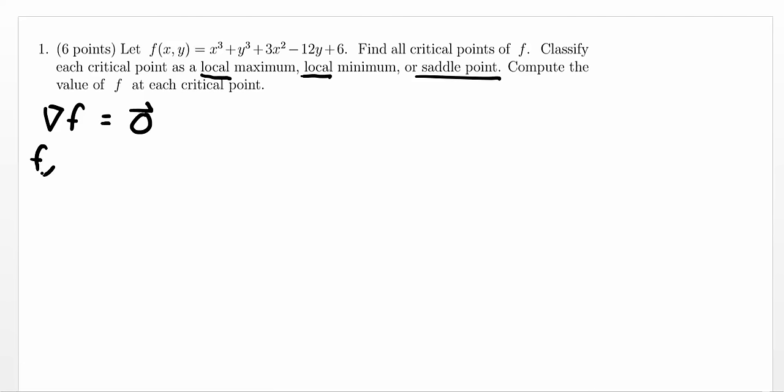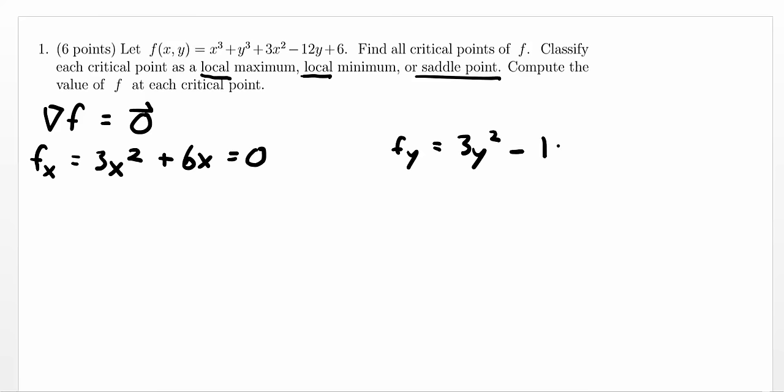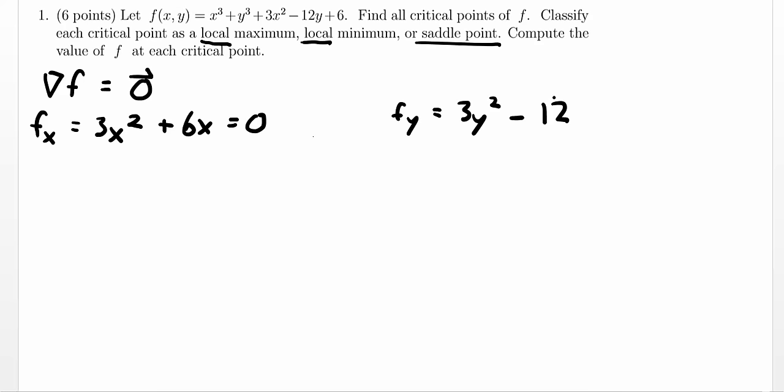Partial of f with respect to x is 3x squared plus 6x. And we're going to set that equal to 0. The partial of f with respect to y is 3y squared minus 12. And we're going to set that equal to 0.